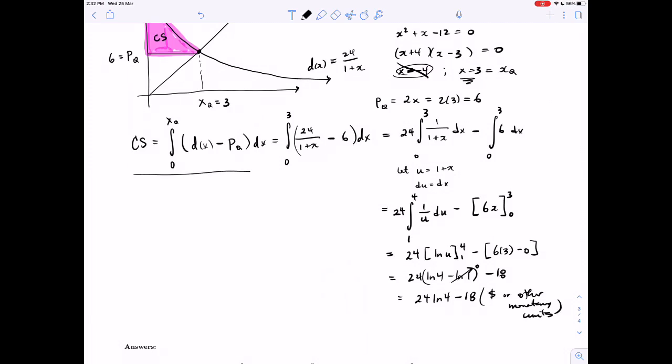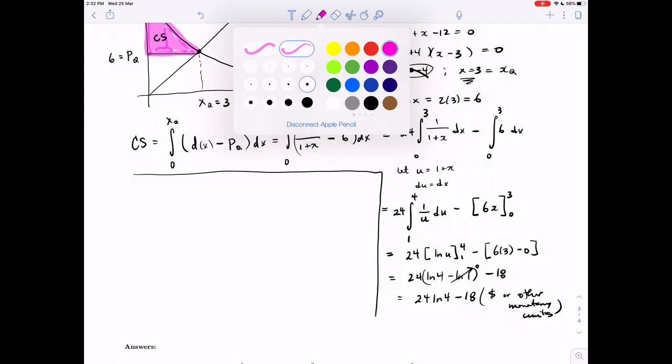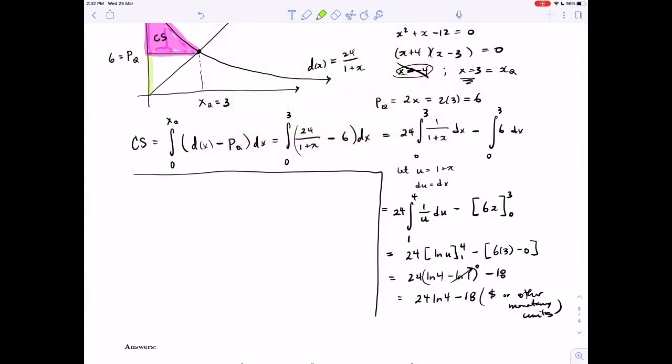Okay, I haven't left myself a whole lot of room here, so let's carve out some space for the producer surplus. The producer surplus is also interpreted as an area. It's the area of the region below the equilibrium price and above the supply curve. So the producer surplus integral goes from 0 to the equilibrium x value. Again, this time the top is the equilibrium price, and the bottom curve is the supply curve, dx.